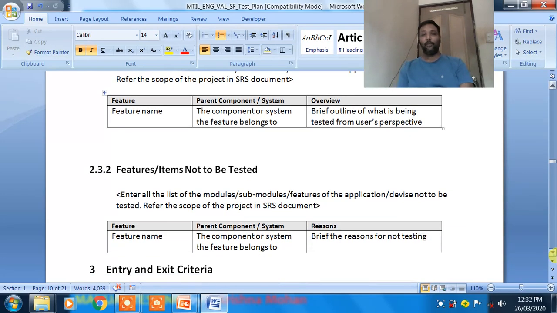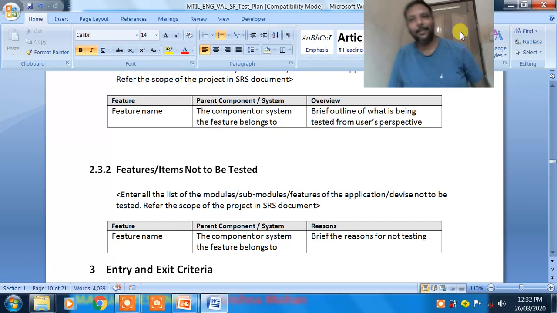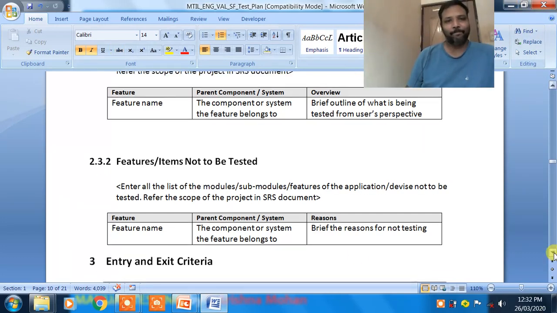And then features not to be tested. You may be thinking, okay, already we have written the features to be tested, so the remaining features we should not test? No, it is not like that. It has to be explicitly mentioned what features are to be tested and what features are not to be tested. Then you can get the idea of how many features there actually are.